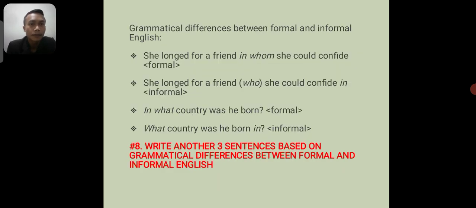Okay, now this is the last slide. Grammatical differences between formal and informal English. The first, she longed for a friend in whom she could confide. It is formal. And then the second, she longed for a friend who she could confide in. It is informal. And then the third, in what country was he born? That's formal. And then the last, what country was he born in? It is informal.